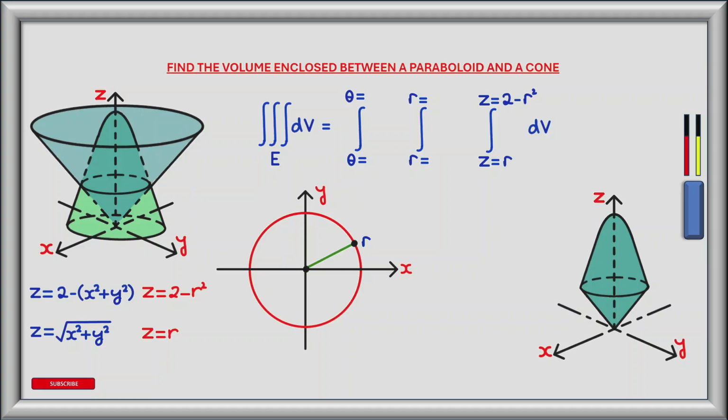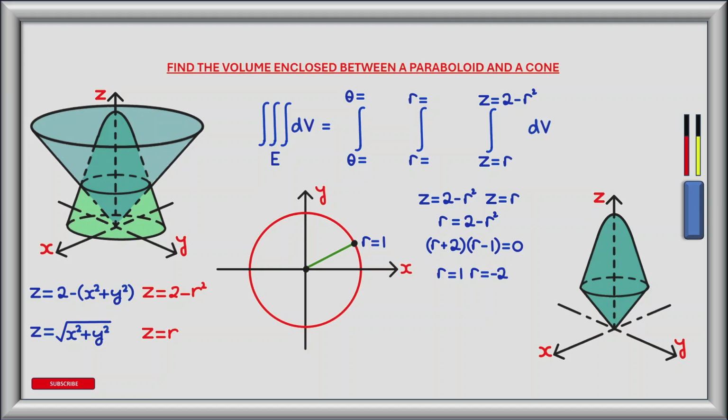So to find this, we need to equate the function of the cone with the function of the paraboloid. So the function of the paraboloid is z equals 2 minus r squared, and the function of the cone is z equals r. If we equate the two, we get r equals 2 minus r squared. This is a quadratic equation, and we can factorize this to give (r plus 2) multiplied by (r minus 1) equals 0. And solving this, we have r equals 1 and r equals minus 2.